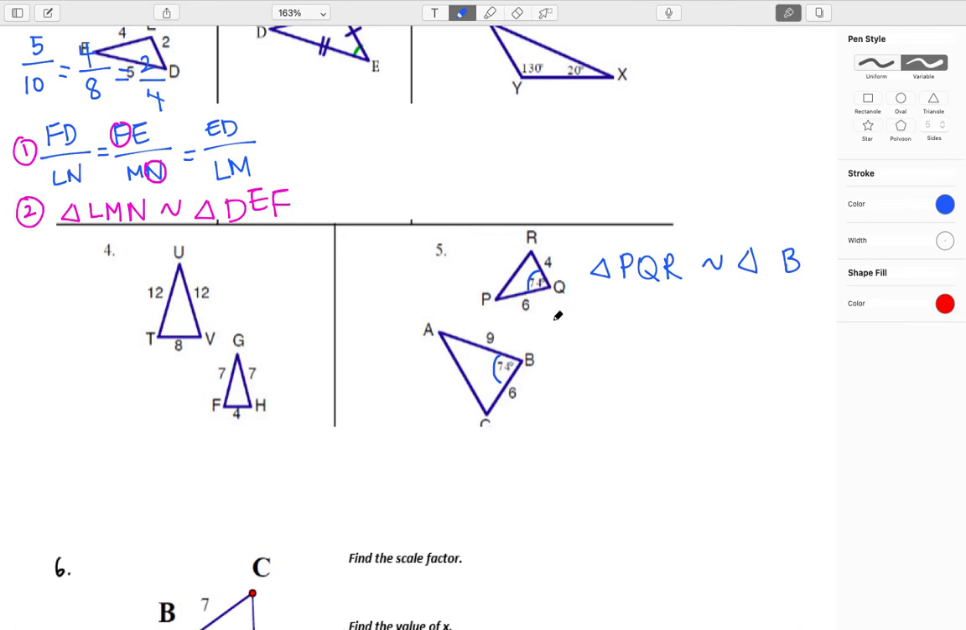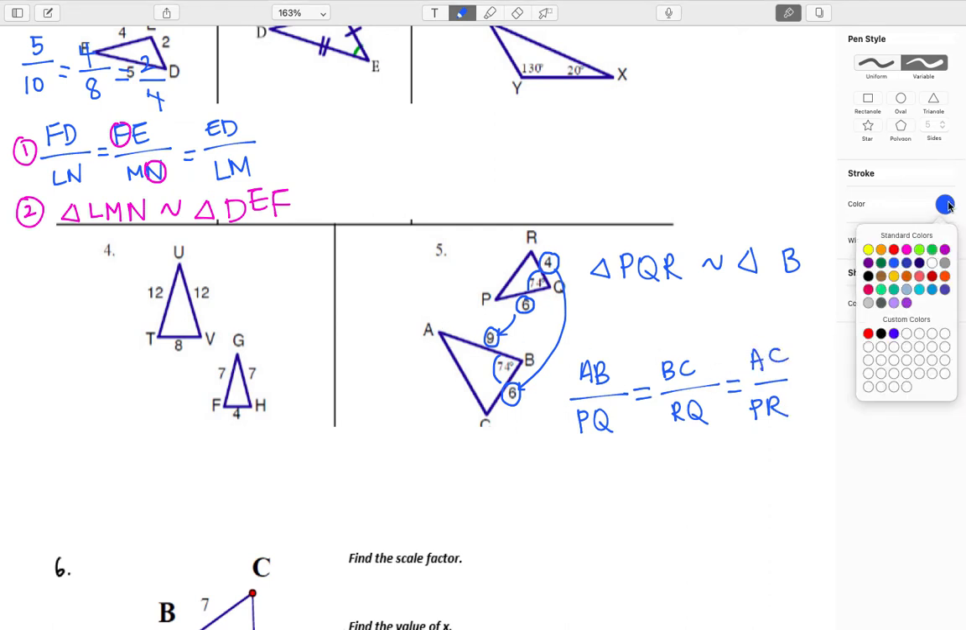Well, to do this, let's write down the proportionality statement. The numbers are definitely getting bigger. So the highest number is 6 and the highest number here is 9. And then the next highest number is 4 becoming 6. So we could write down this statement: AB is proportional to PQ. And then BC is proportional to RQ. And PR, oh no, sorry, PR should be at the bottom, PR is proportional to AC.